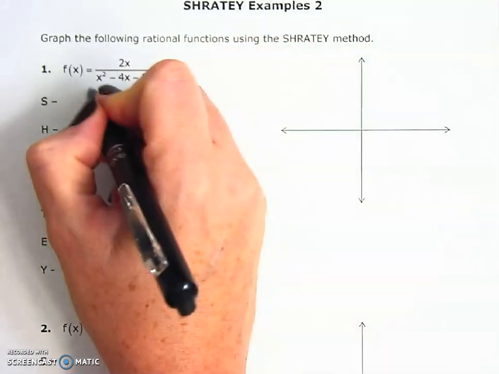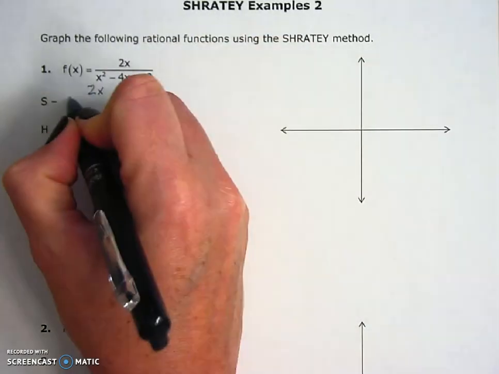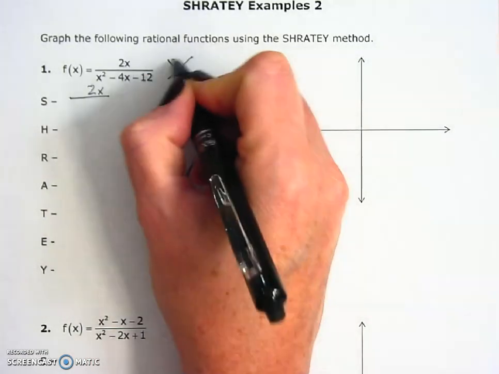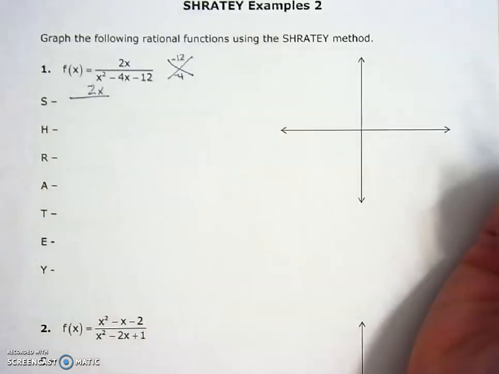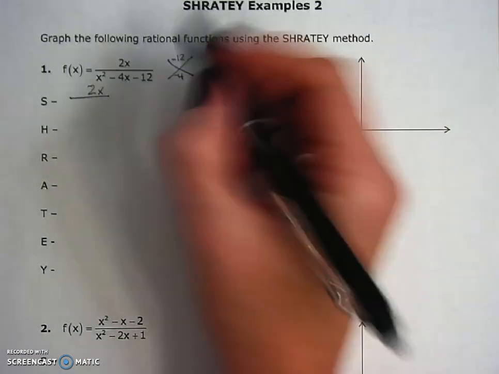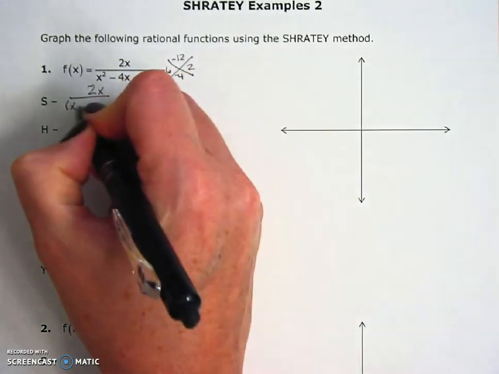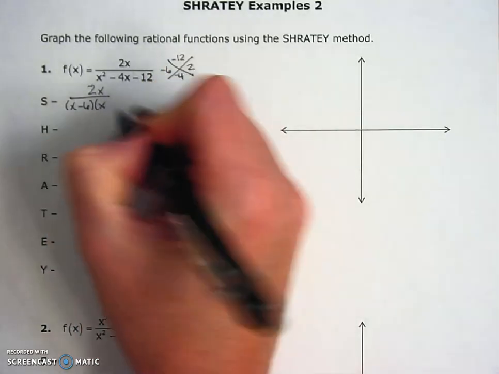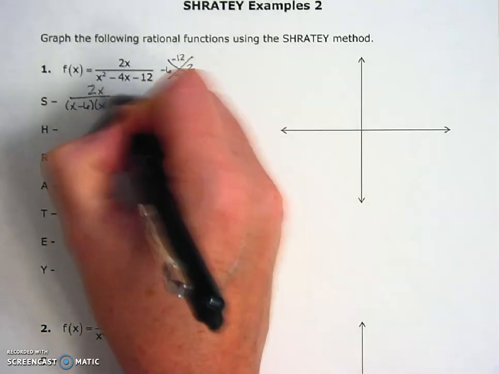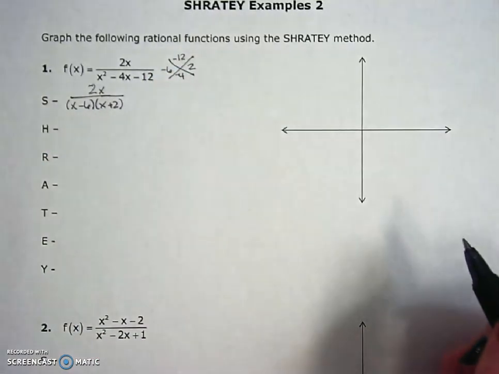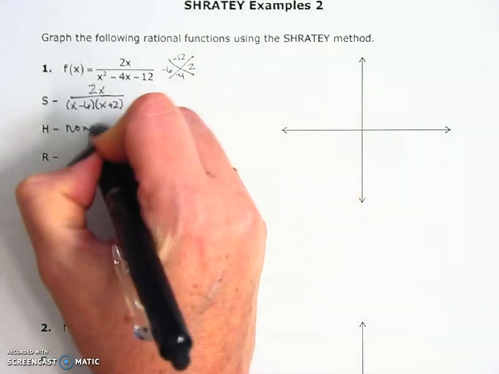So I'm going to factor the denominator using my cross, so it multiplies to negative 12 and adds to negative 4. And that is negative 6 and 2. So here's my factored form. There is nothing to cancel, so I don't have any holes.